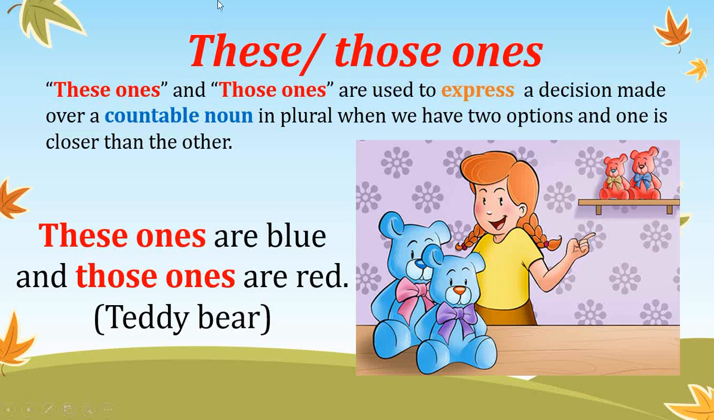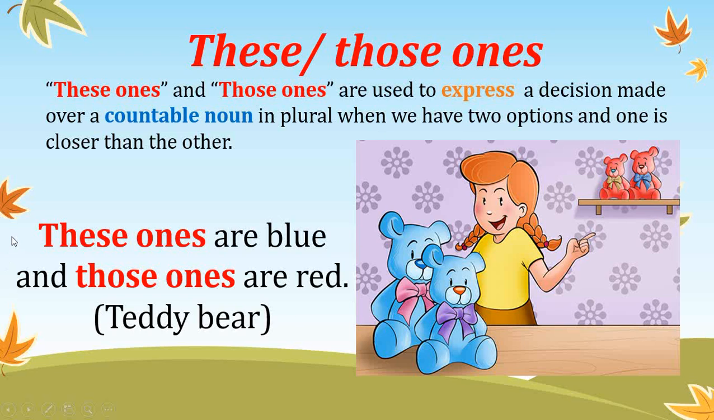Now, these ones and those ones are used to express a decision made over a countable noun, but in plural, when we have two options and one is closer than the other. We can see that we have two blue teddy bears and two red teddy bears. And the blue ones are closer to the girl than the red ones are.